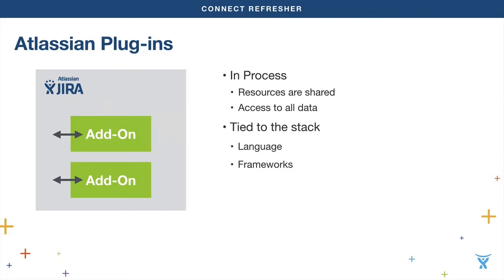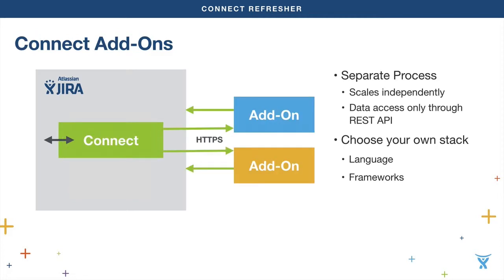So if the add-on consumes a lot of CPU, that means there's less CPU available for JIRA. Same goes for memory and vice versa. If JIRA is very busy doing something, then your add-on will get less of that time. And those add-ons also have access to all data, so there's no implicit permission model what can be accessed through the Java APIs. And so those are kind of some of the reasons why, especially for on-demand, for a cloud offering, we needed a different solution, which is Connect.